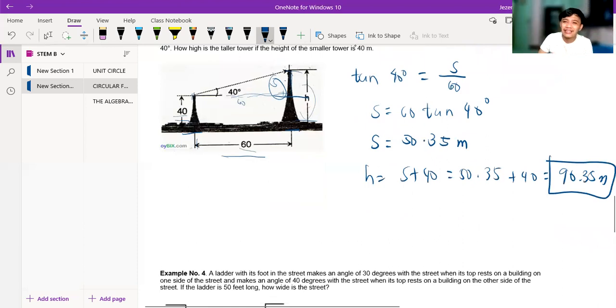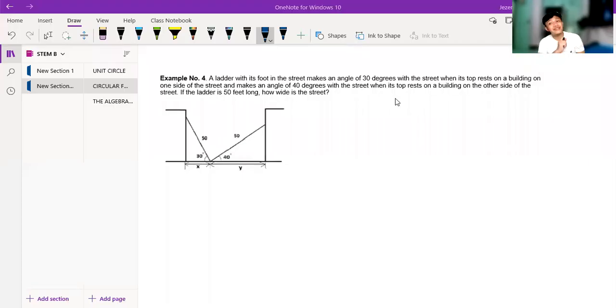So, pwede pa ulit-ulitin ang ating discussion ito. Okay? Okay. So, last example natin is a ladder. Mayroon daw ladder with its foot in the street makes an angle of 30 degrees. Okay? So, 30 degrees daw yung isang ladder. Ito yung isang ladder. When its top rests on a building on one side of the street and makes an angle, ang isa naman ay 40 degrees with the street when its top rests on a building on the other side.